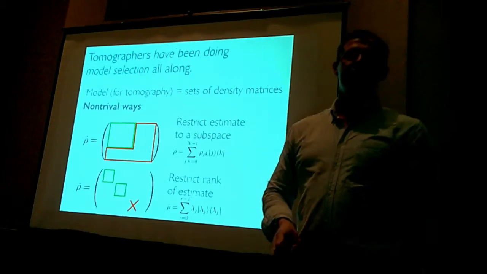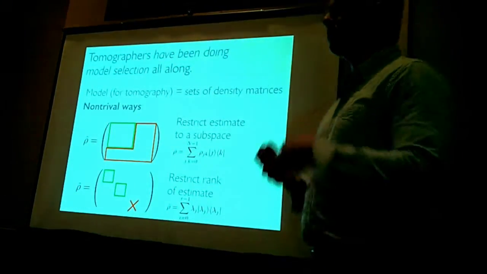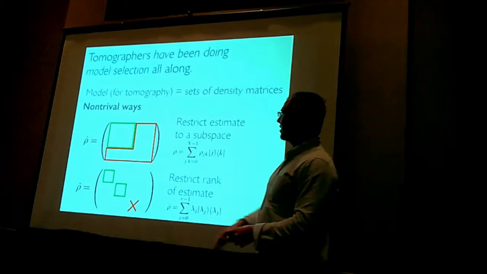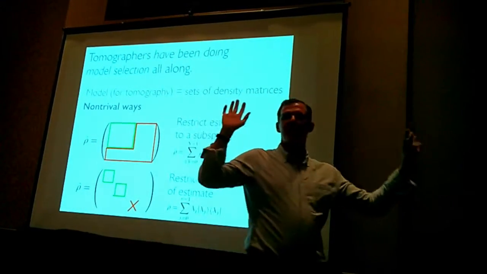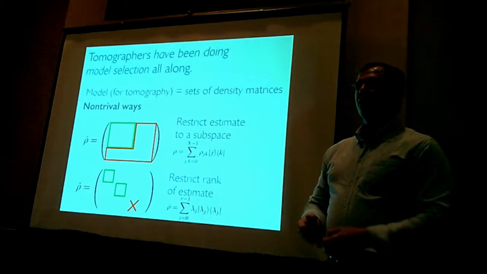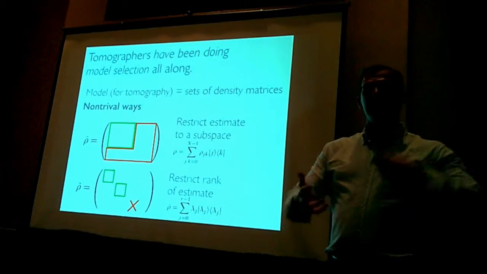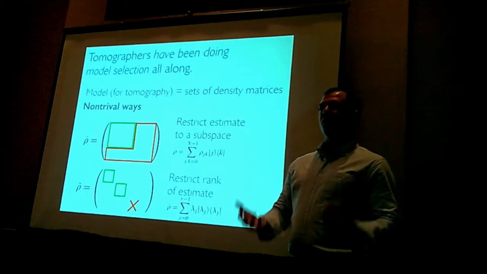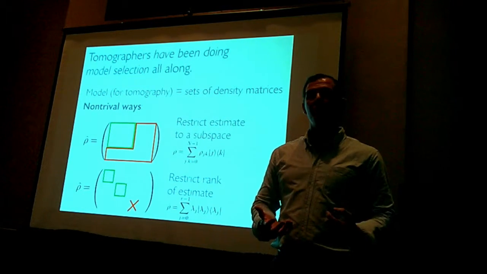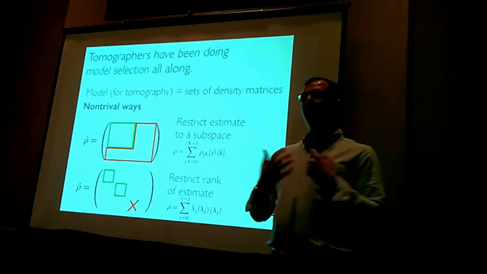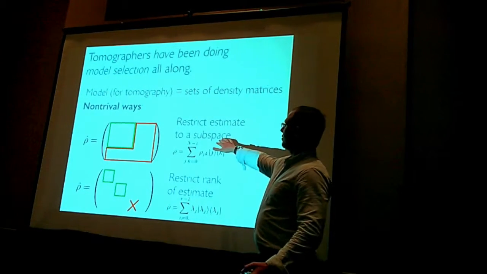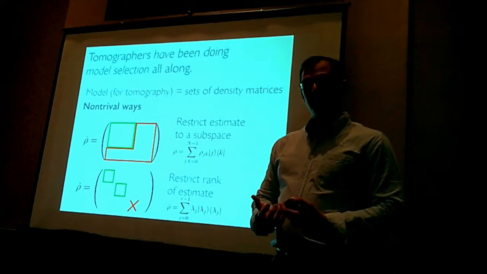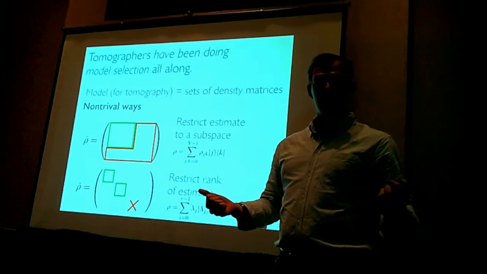Now, obviously, there are more sophisticated methods. A non-trivial way might be that you restrict your estimate to a particular subspace. So you fix the basis and you say, okay, all of these rows and columns, we're just not going to fit them. Just going to let them be 0. Those of you that are familiar with compressed sensing can see that that's probably a variant of restricting the rank of your estimate. That is, in its diagonal basis, you say, okay, it's only going to have a few non-zero eigenvalues. So what Robin and I have been working on is this case, where we're restricting our estimate to a subspace within the context of continuous variable tomography. So we've defined the sets of density matrices that we're going to consider.